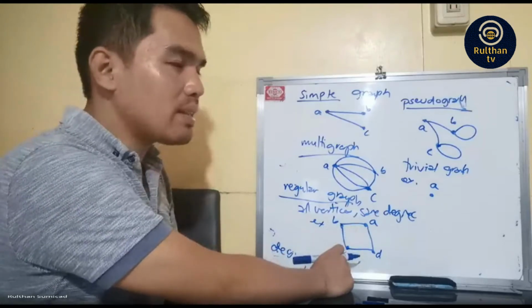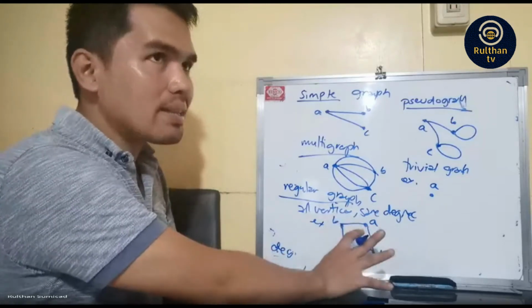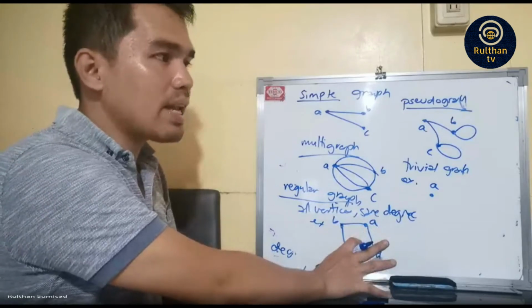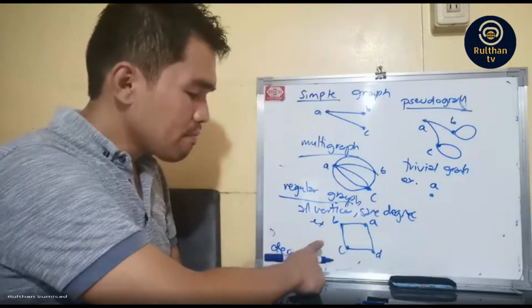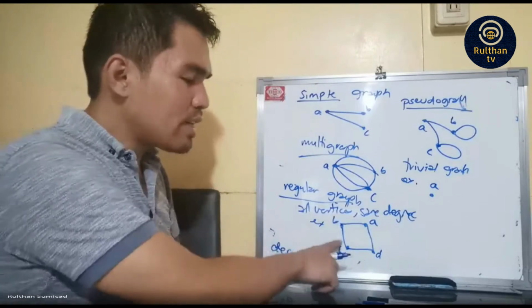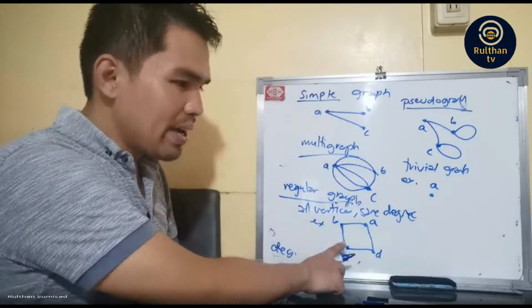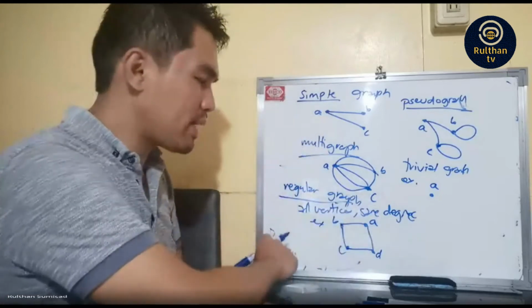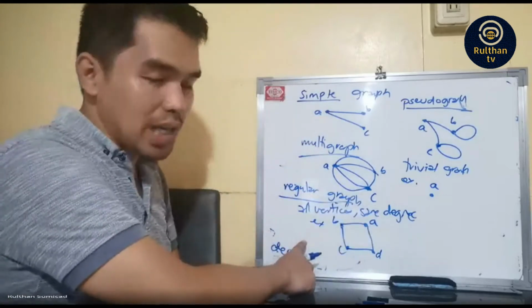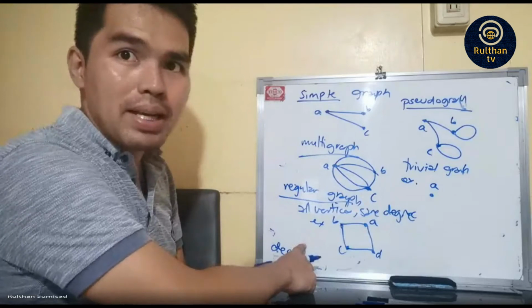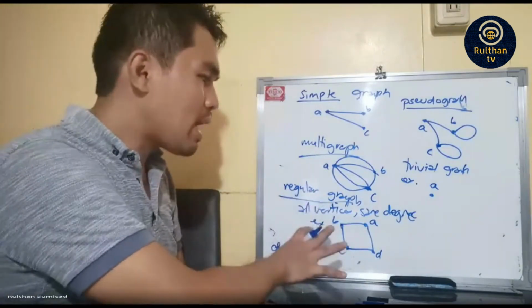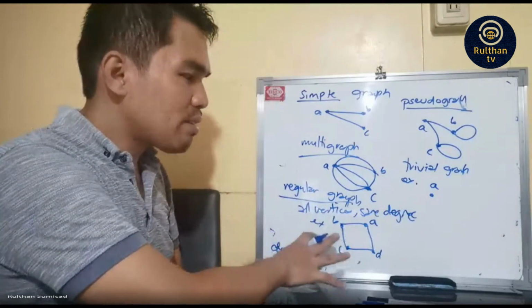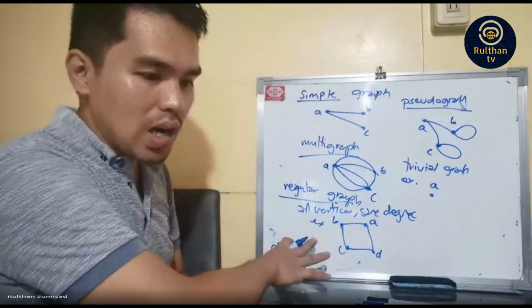And if you add them, that's 8, which is the sum of the degrees. Following the theorem, it's even. And the size of this graph is 4. Double the 4, that's 8. That's following the theorem as well. So this is an example of a regular graph. Any graph with vertices of the same degree is called a regular graph.